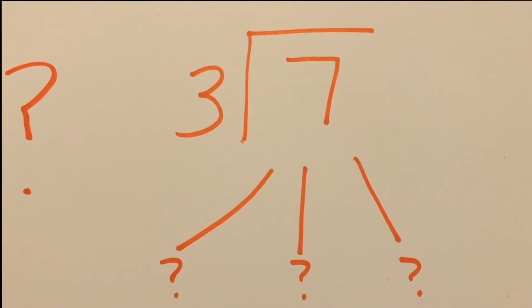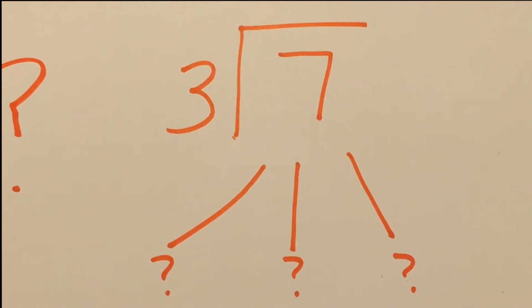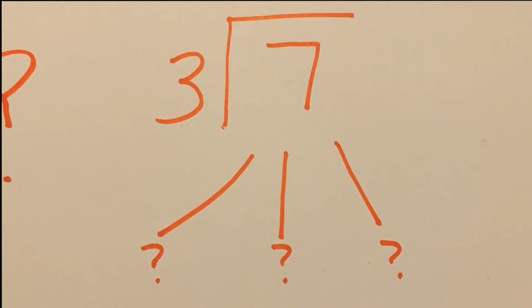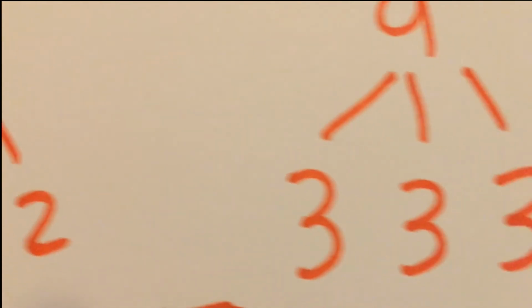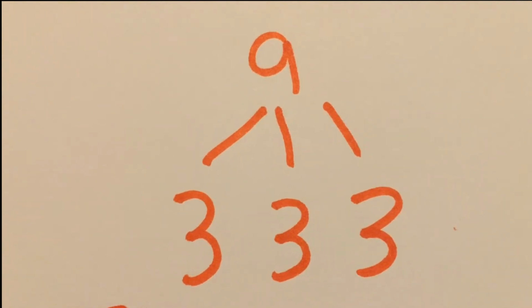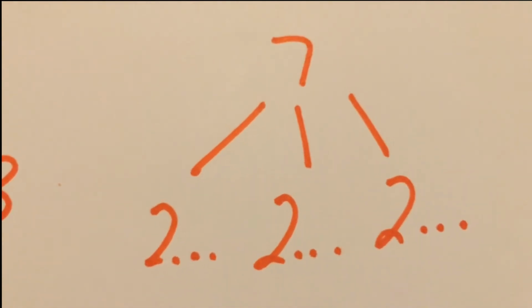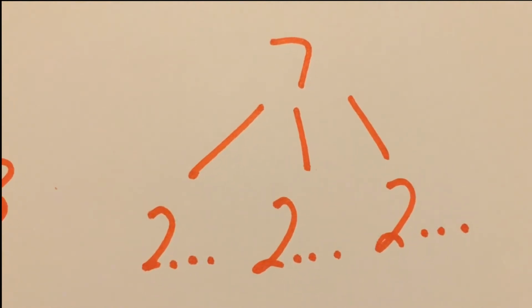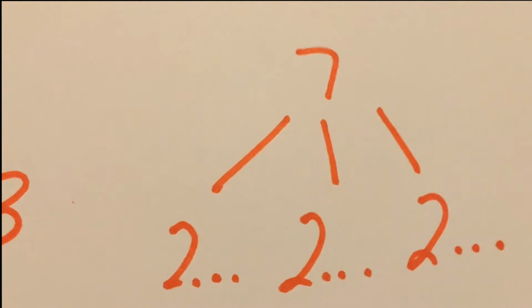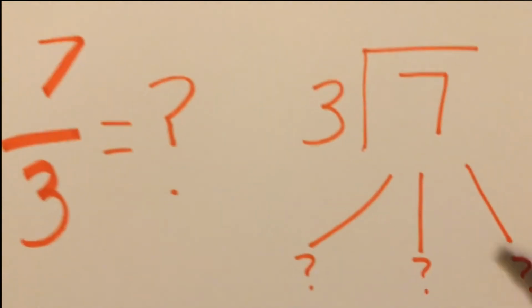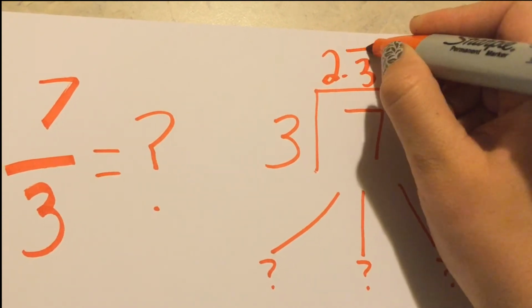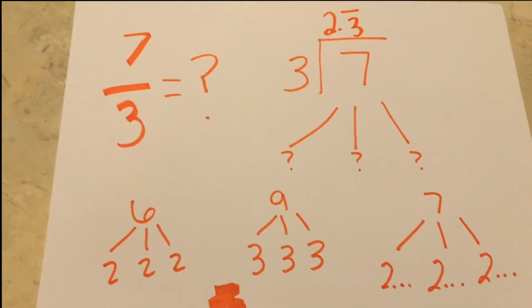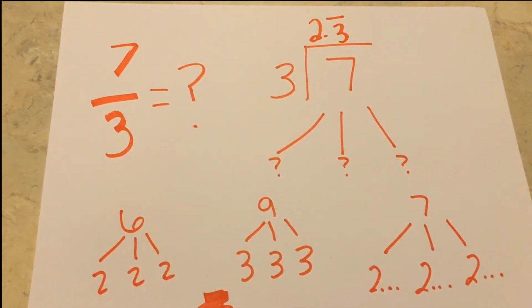We know that we first have to set it up so 7 is being divided by 3. Then we have to figure out what times 3 equals 7. We know that 6 divided by 3 equals 2, and 9 divided by 3 equals 3. So we know that 7 divided by 3 has to be 2 point something, making it not a whole number. When you do it on a calculator, you find out 7 divided by 3 equals 2.3 repeating. So we know that 7 divided by 3 does not equal a whole number.